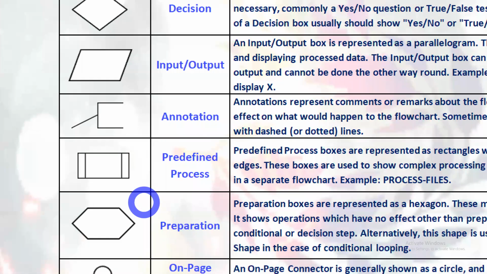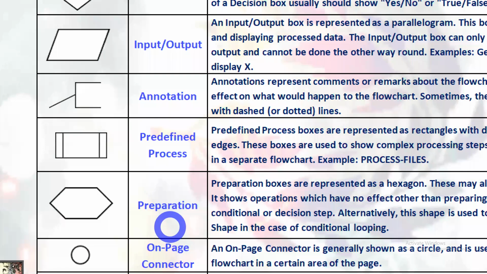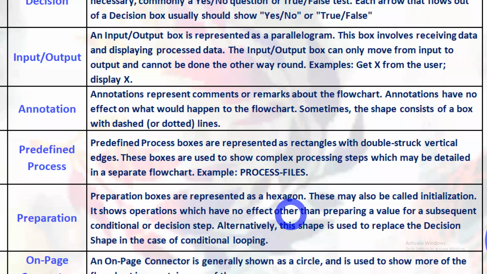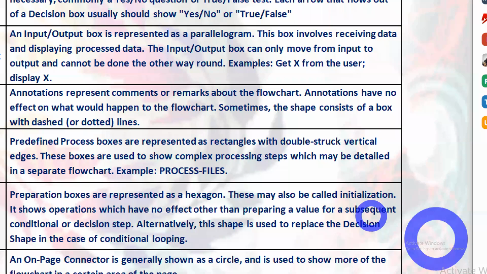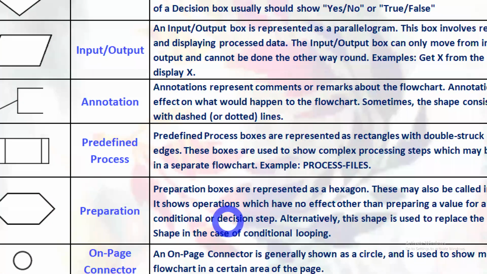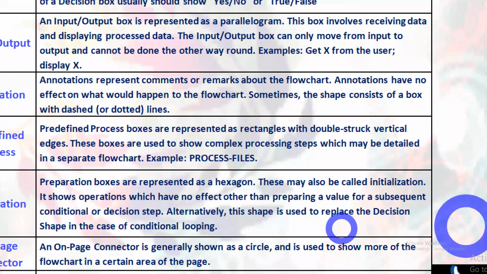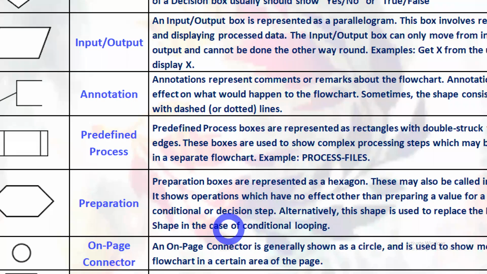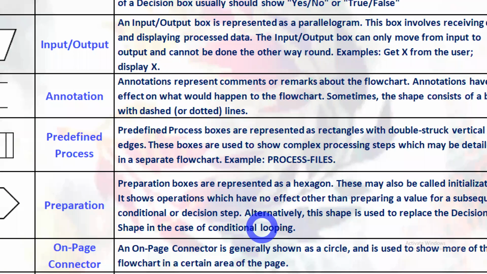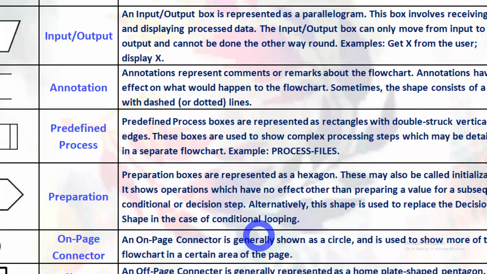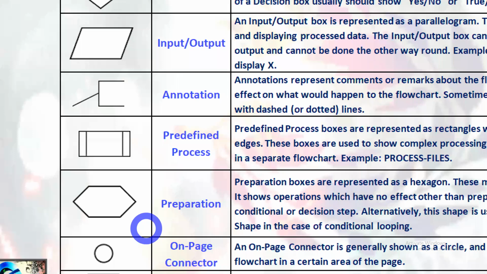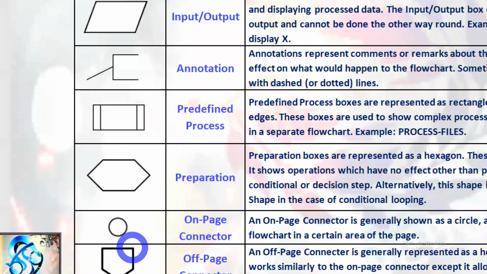Next, preparation. Preparation boxes are represented as a hexagon symbol. This may also be called initialization. It shows operations which have no effect other than preparing a value for a subsequent conditional or decision step. Alternately, this shape is used to replace the decision shape in the case of conditional looping. At that time this hexagon symbol is used. Generally we call it preparation.